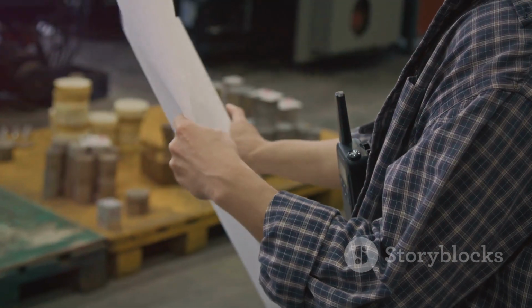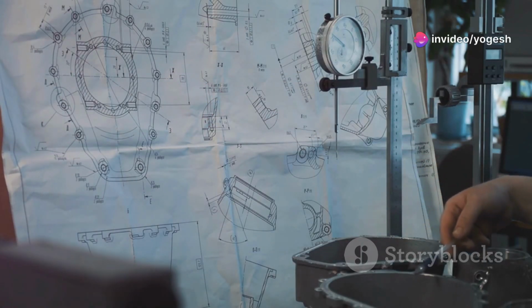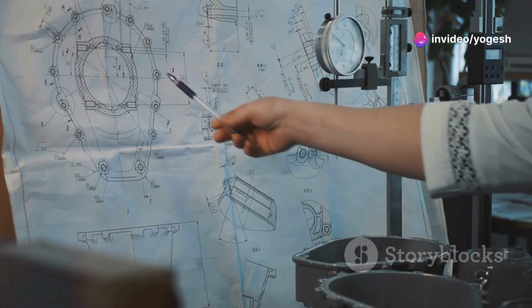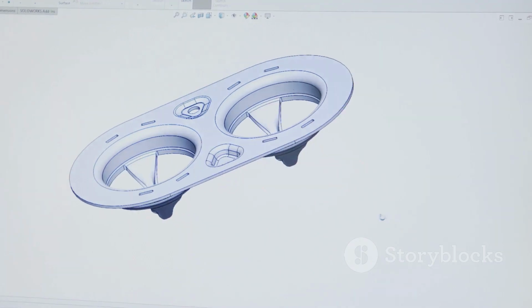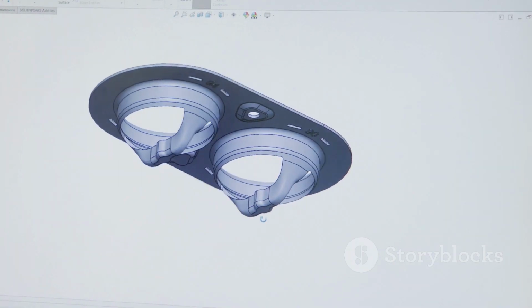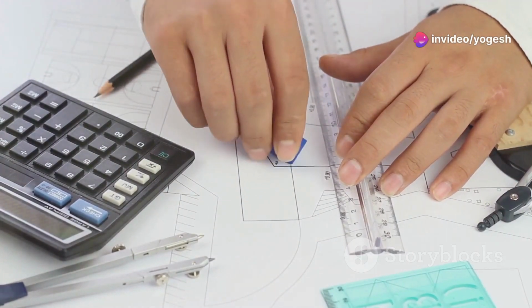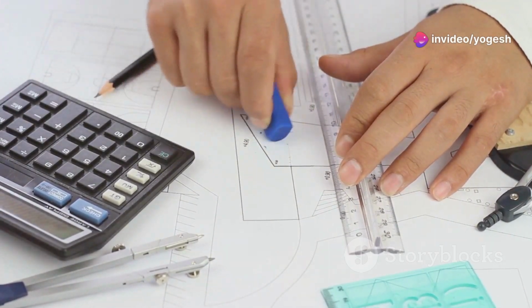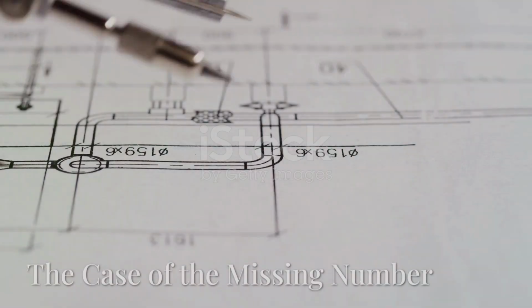But if that drawing is wrong, you end up with a pile of useless parts. Today, we're diving into the most common mistakes fresh engineers make in mechanical drawings and how to avoid them. There's a big difference between a cool 3D model and a drawing a machinist can actually use. We'll break down the 7 deadliest sins of mechanical drawings with real-world examples and fixes. Let's get started.